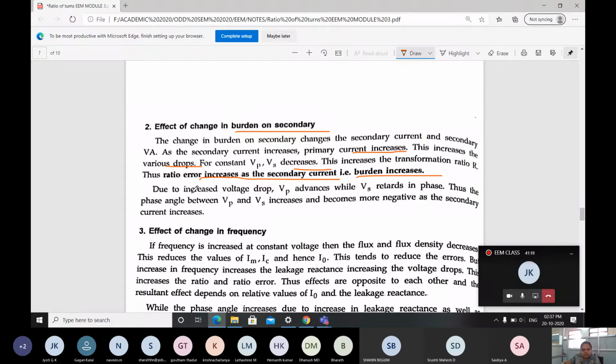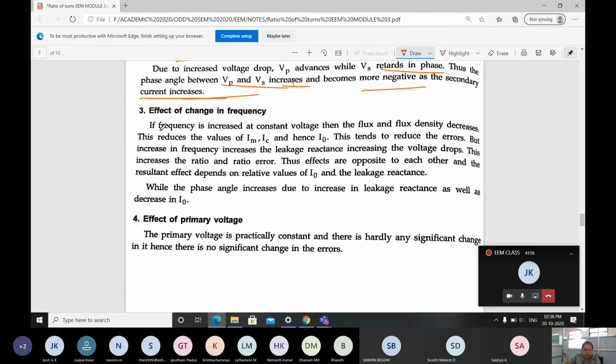Due to the increased voltage drop, Vp advances while Vs retards in phase. Thus, the phase angle between Vp and Vs increases, becoming more negative as the secondary current increases. That's what it means about your burden. Burden should be kept limited. If it is increasing, again our turns ratio keeps on increasing. Next is the effect of change in the frequency.